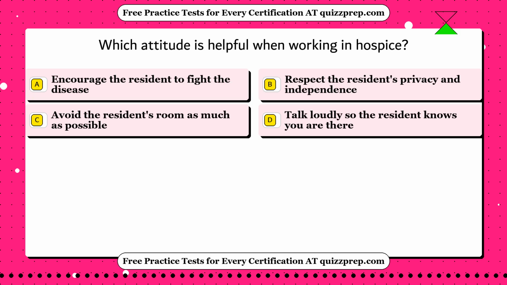Question 75. Which attitude is helpful when working in hospice? Option A, encourage the resident to fight the disease. Option B, respect the resident's privacy and independence. Option C, avoid the resident's room as much as possible. Option D, talk loudly so the resident knows you are there.